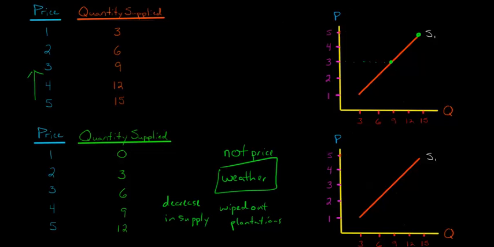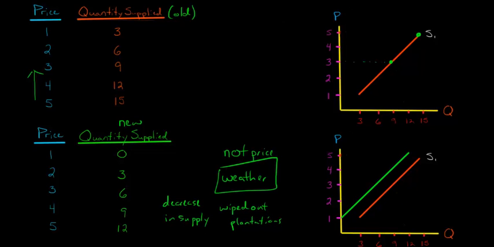We need a new supply curve, and so here's our new supply schedule. So this is the new quantity supplied. Up here was the old. This was before the natural disaster. So I've just got this is the supply curve before the natural disaster. So our new supply curve is going to look like this.